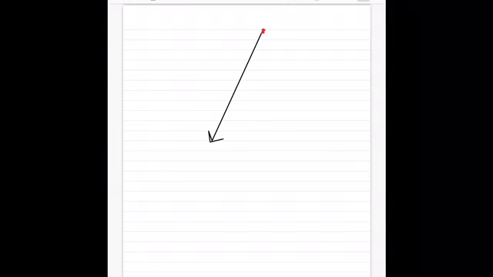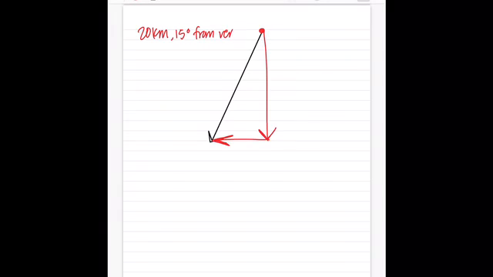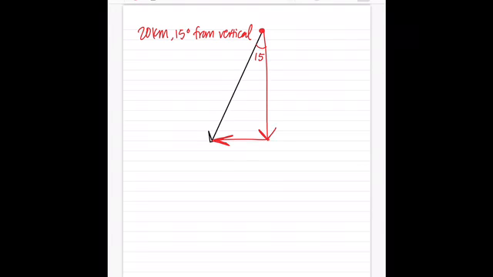Let's do one that looks like this. Okay, so here's your origin here. I need to know everything in the y direction and everything in the x direction. So this is the information that's given. You have 20 kilometers, 15 degrees from the vertical. So that means that this is 15 degrees.